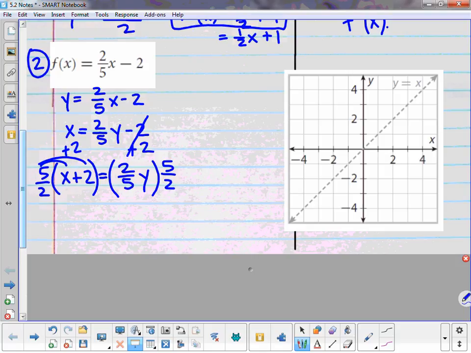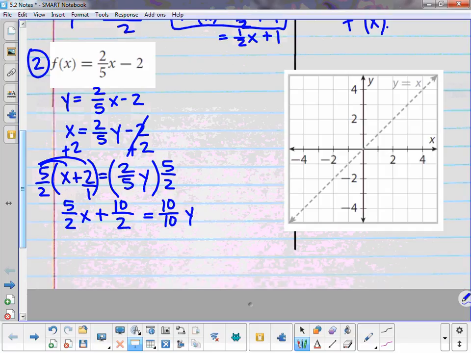So 5/2 times x is just 5/2 x plus 5/2 times 2. Remember, when you multiply fractions, you just multiply straight across. So 5 times 2 is 10, over 2 times 1 is 2. We'll simplify that in a minute. Equals, and then on the right side here, when we multiply 5/2 to 2/5, it will be 10 over 10 times y.